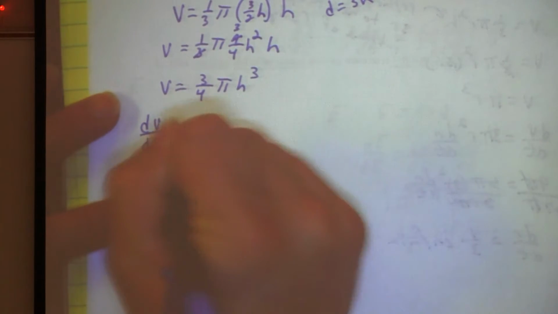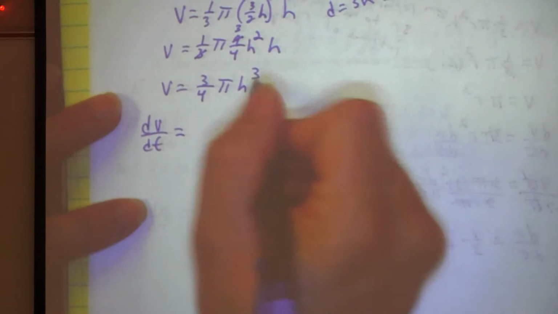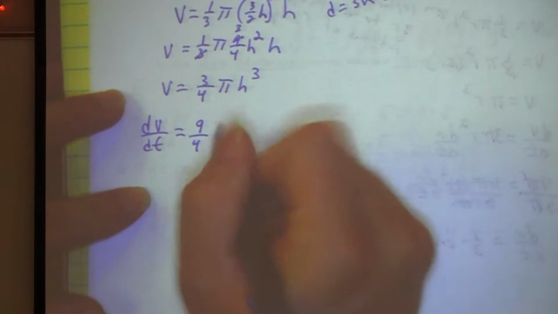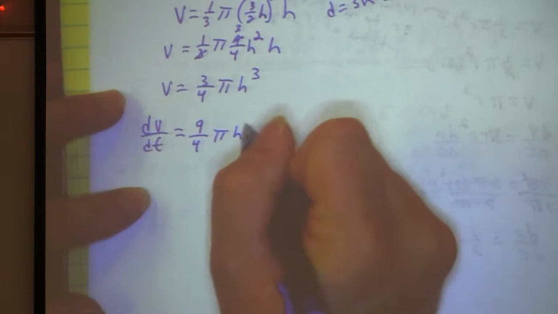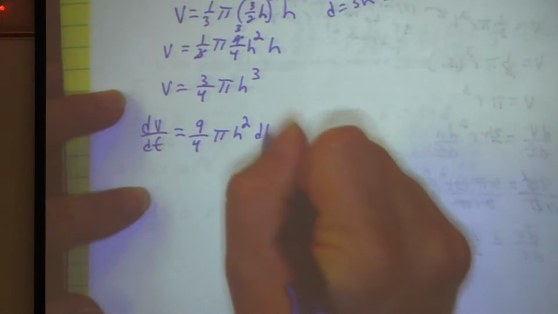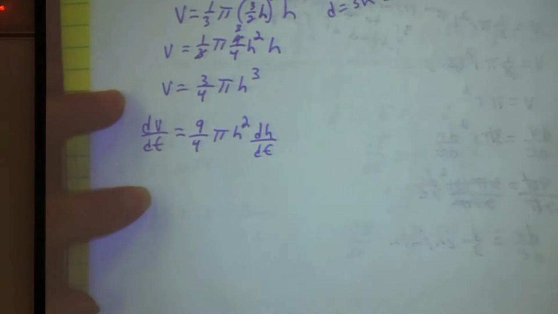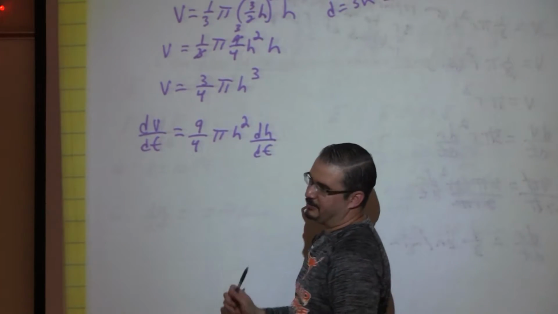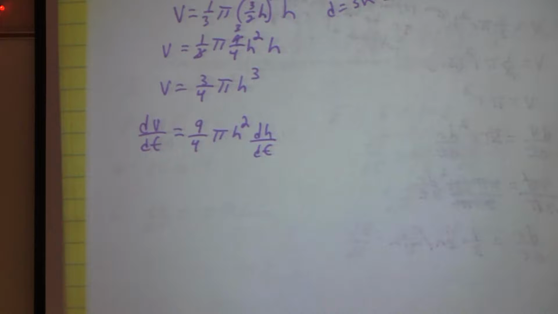Differentiate it. What do we get? dV/dt equals 9 over 4 pi, so 3h squared, h squared, dh/dt. Right? Where did that 3 go from the top? Times that one, right? So that's how I got that 9. Make sure you don't put 6, okay? 3 times 3 is 9, right?